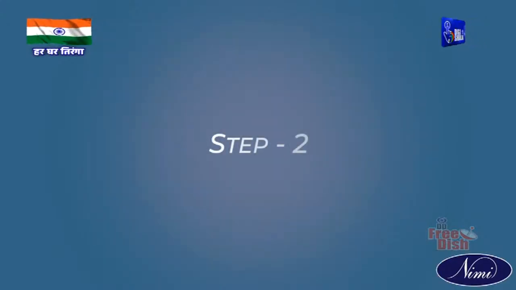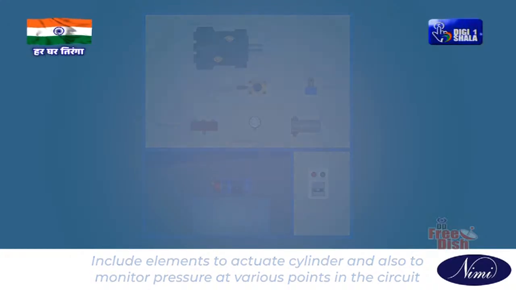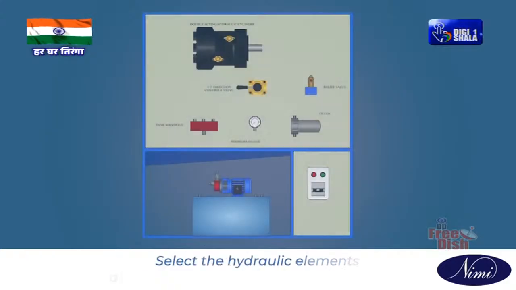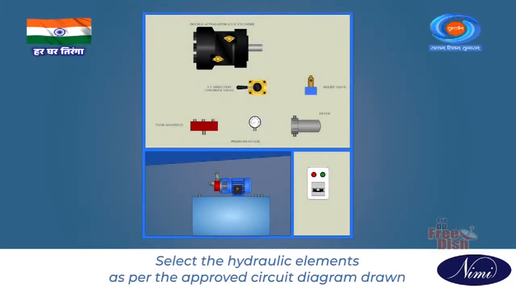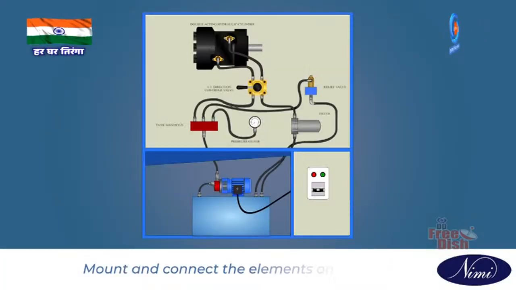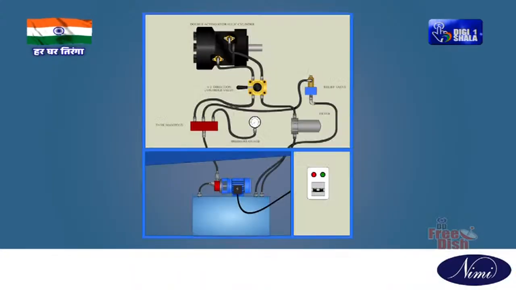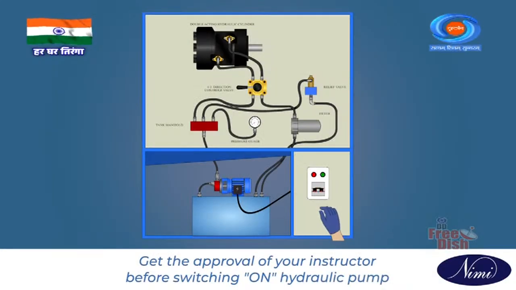Step 2. Include elements to actuate the cylinder and also to monitor pressure at various points in the circuit. Step 3. Select the hydraulic elements as per the approved circuit diagram drawn. Step 4. Mount and connect the elements on the trainer kit. Step 5. Get the approval of your instructor before switching on the hydraulic pump.